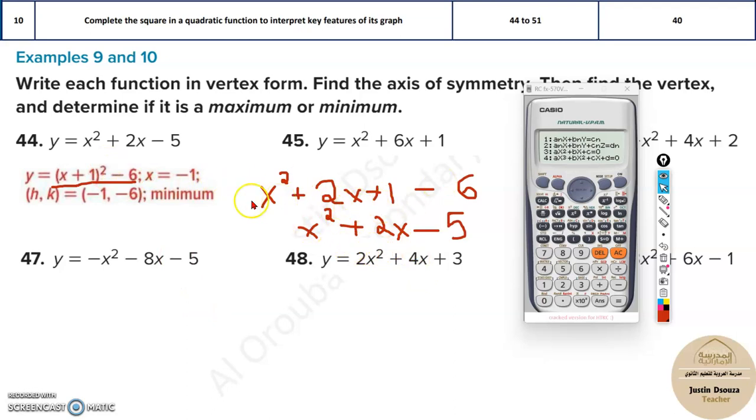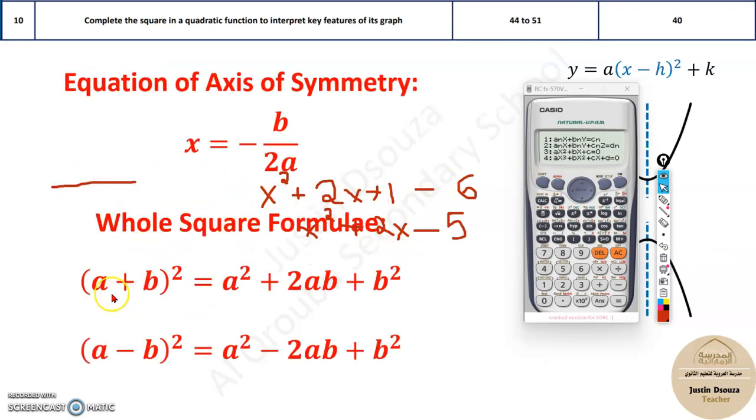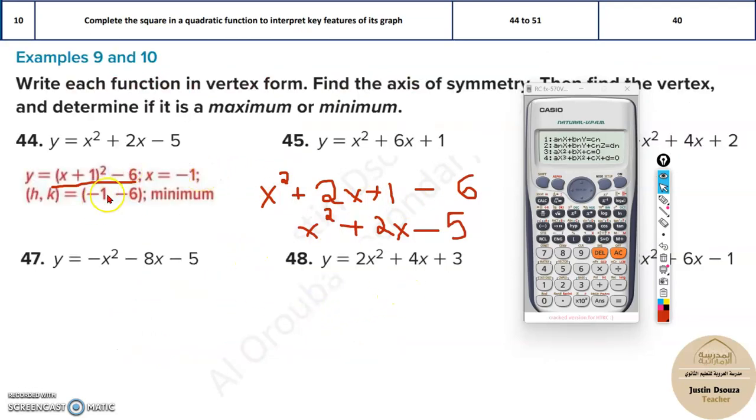If you're thinking, how did I get this? X plus whole square formula, it's a plus b the whole square is a square plus 2ab plus b square. Just substitute over here and you will get the answer.